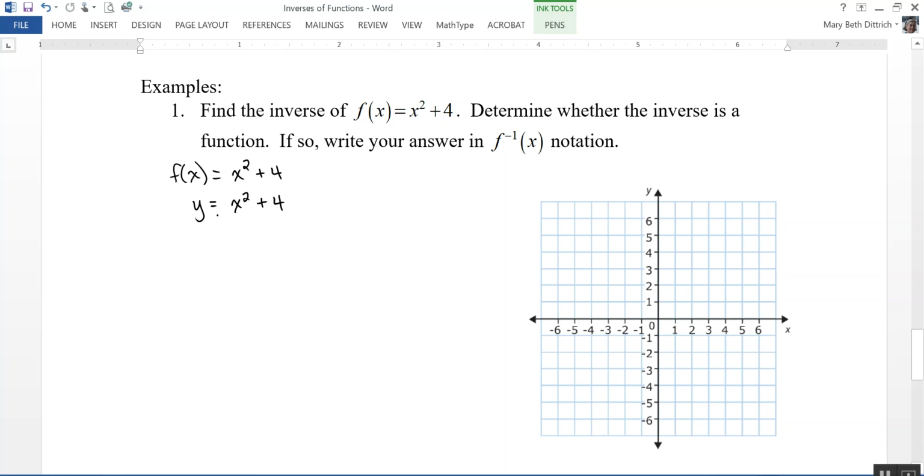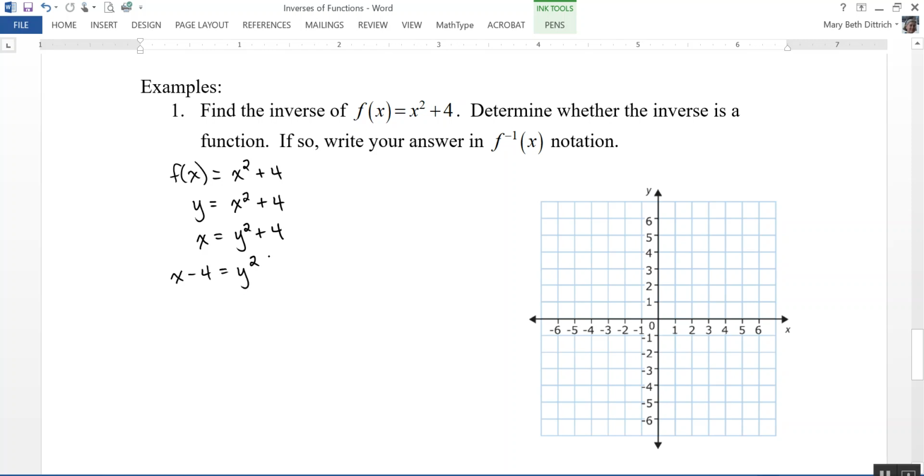Second step is to switch x and y. So instead of y equals x squared plus 4, I'm going to write x equals y squared plus 4. As they are right now, those two would be inverses of each other. But let's go ahead and solve this second equation for y. So subtracting 4 on each side.